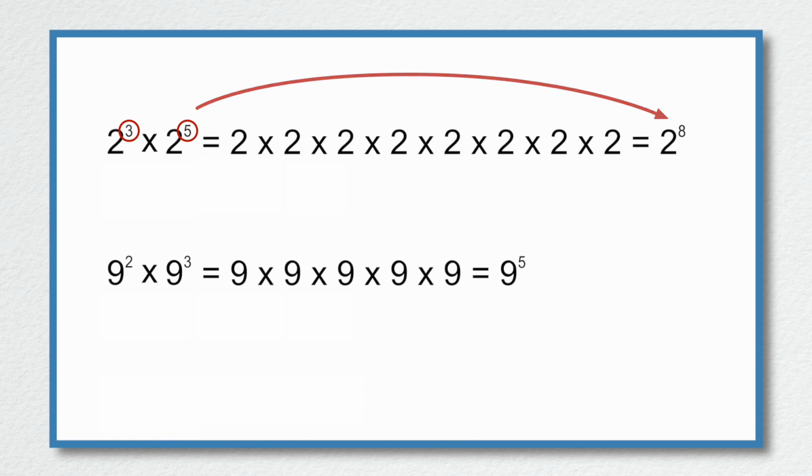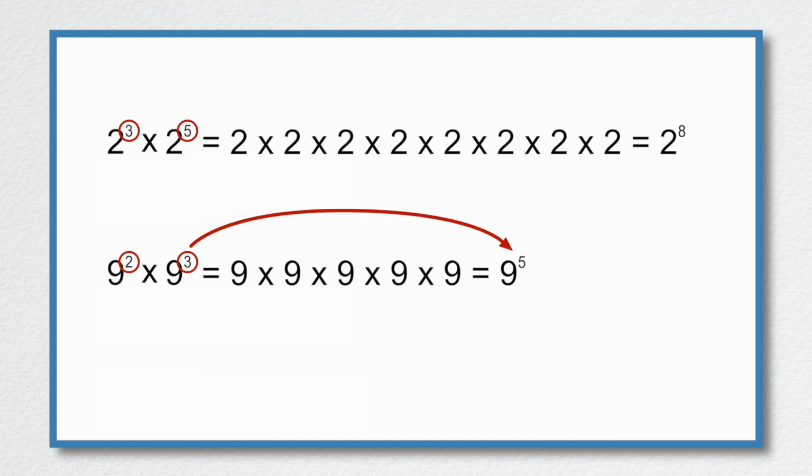And similarly, here we've got 9 to the power of 2 and 9 to the power of 3. Well, 2 add 3 is equal to 5. And remember, the answer here was 9 to the power of 5. So when dealing with multiplications of this type, all we have to do is add the powers together.